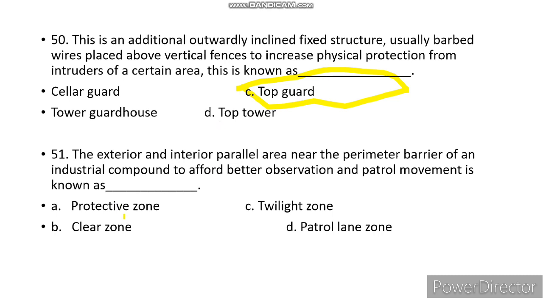51, balik tayo dito sa katotohanan. The exterior and interior parallel area near the perimeter barrier of an external industrial compound to afford better observation and patrol movement is known as, what do you call it? Syempre clear zone yan, di ba? Hindi friend zone, clear zone. Okay, clear zone.